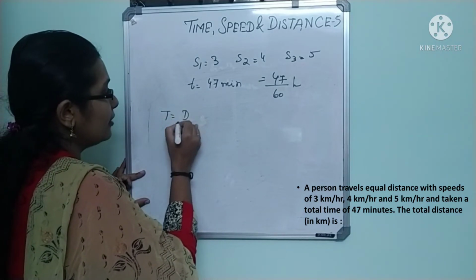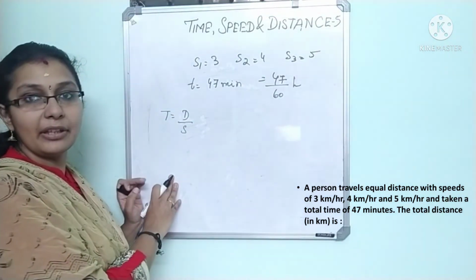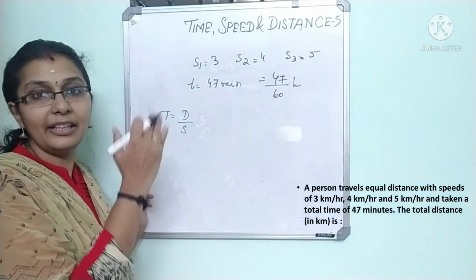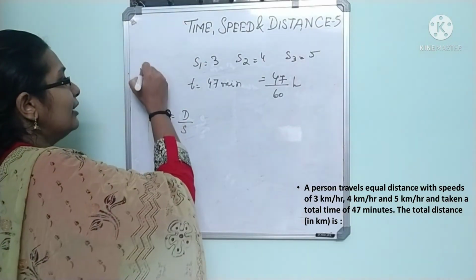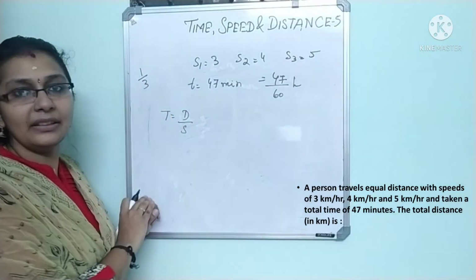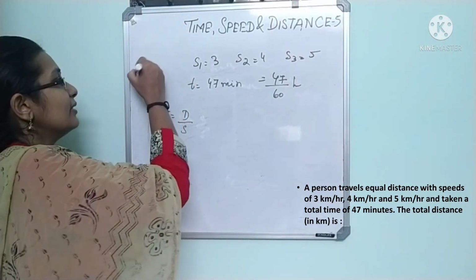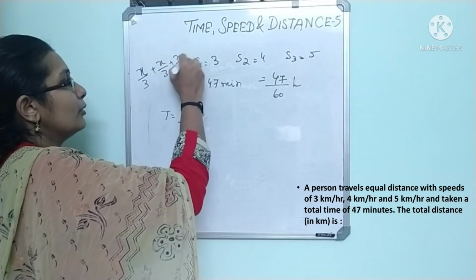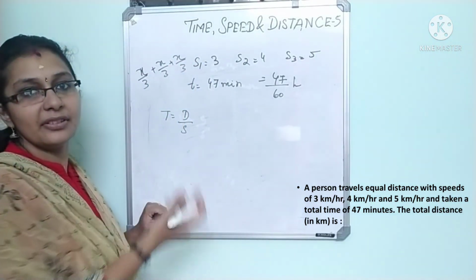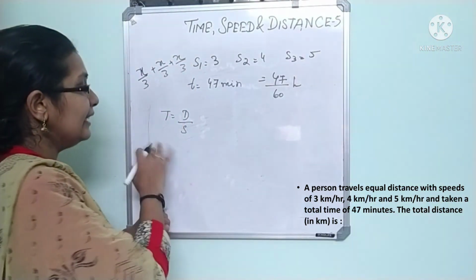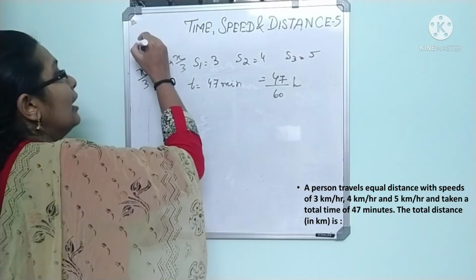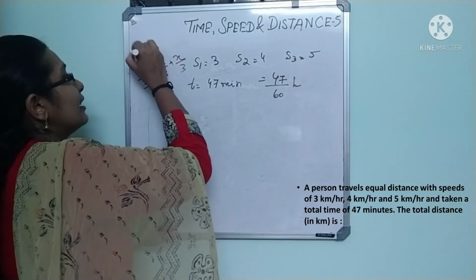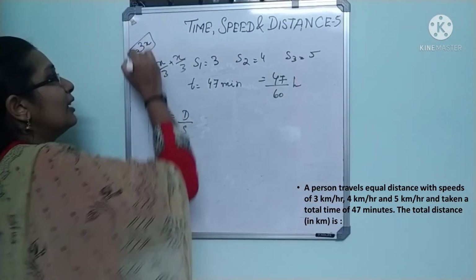Time is equal to distance by speed. Here they have given that the distance is split into 3 equal parts. So either you can keep each as 1 by 3. If your distance is x, then x by 3 plus x by 3 plus x by 3, totally 3x by 3, which is equal to 1 only. Instead you can keep it as 3x. Okay, distance is equal to 3x.